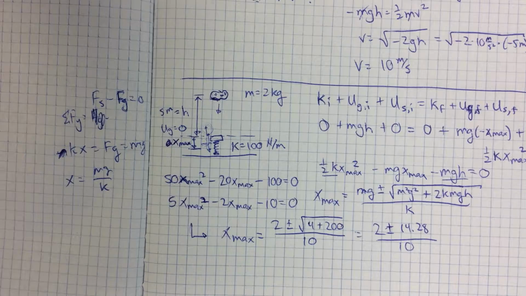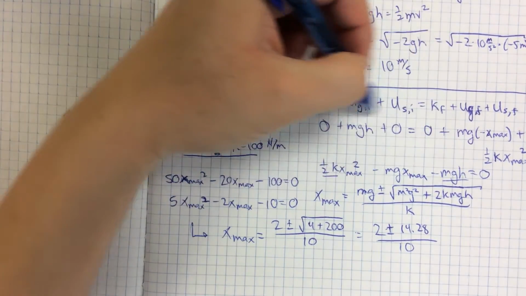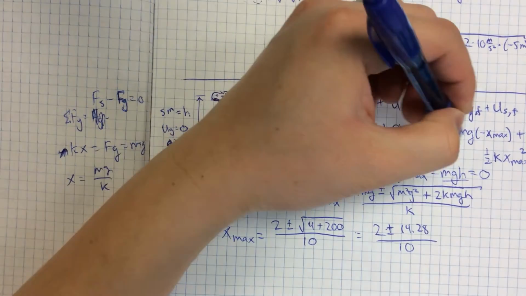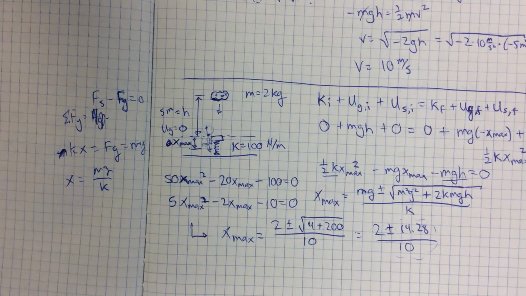Another way to interpret that is all of the gravitational potential energy goes into this much stretching of the spring.